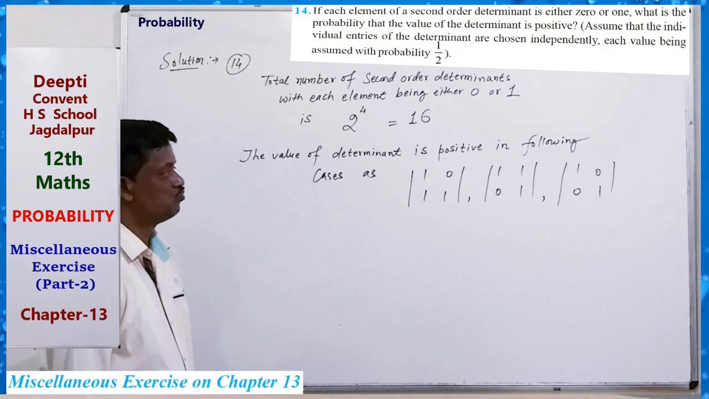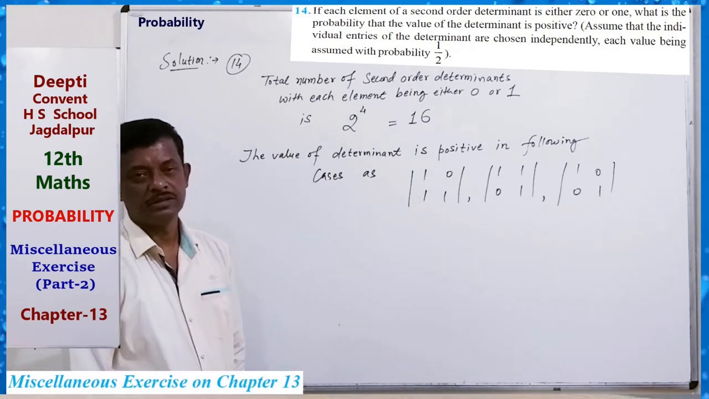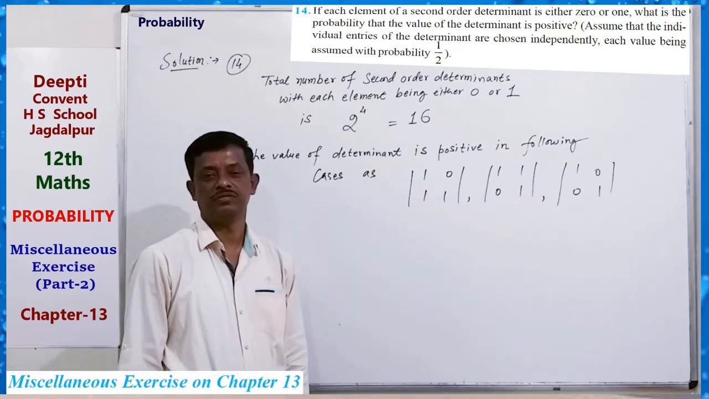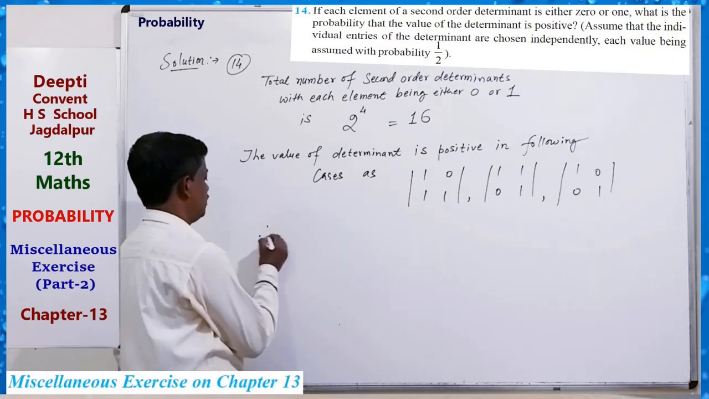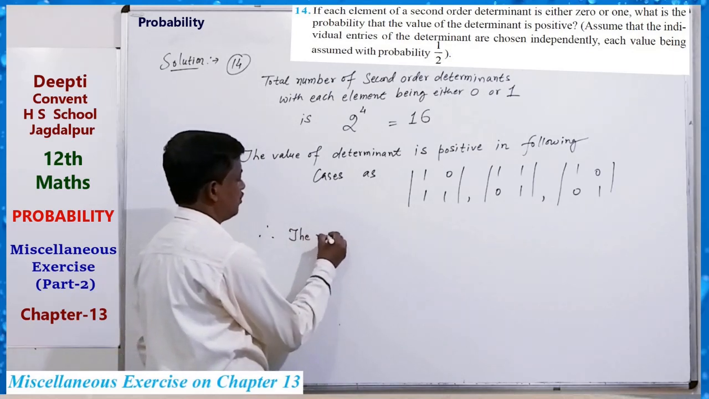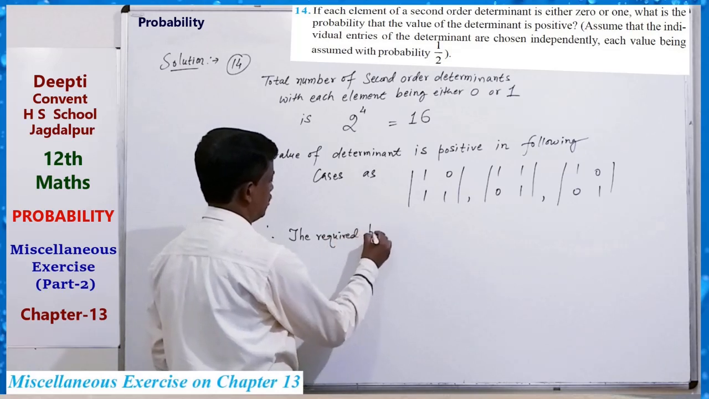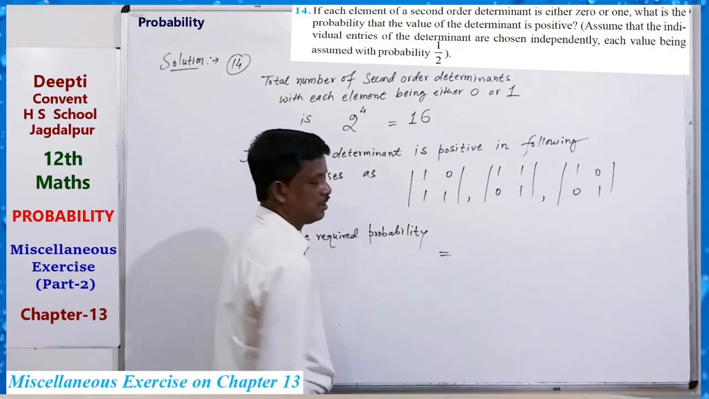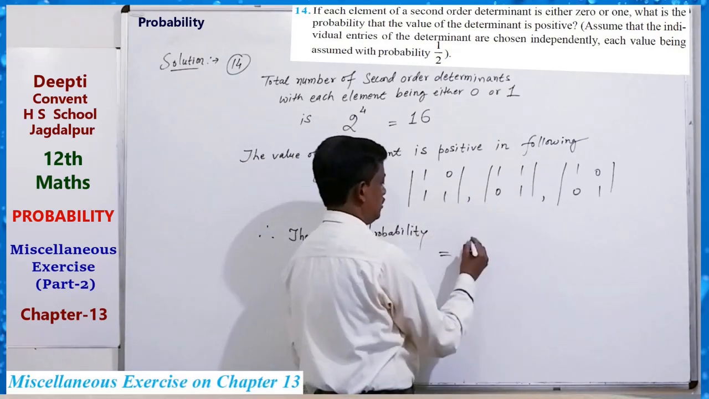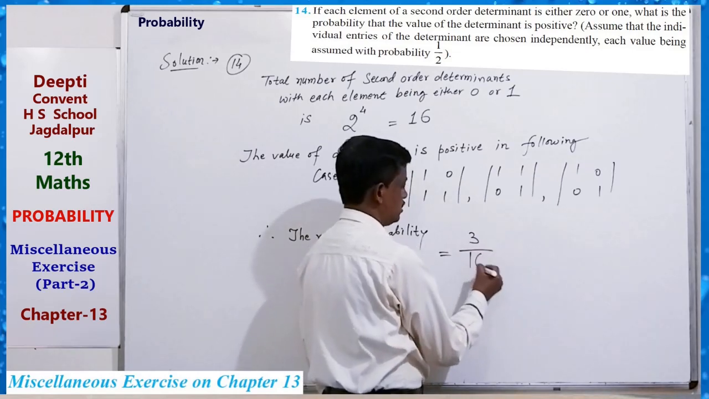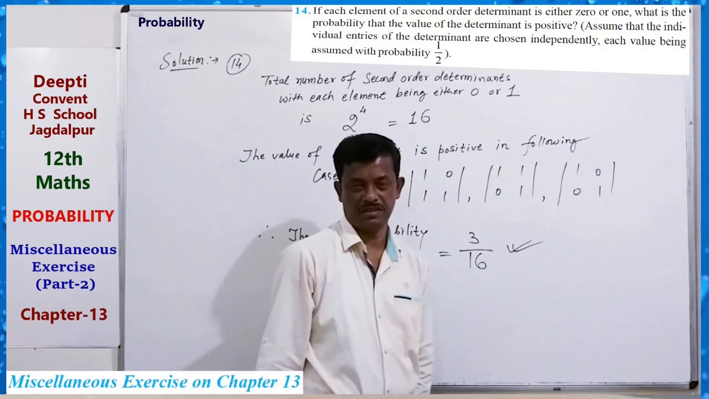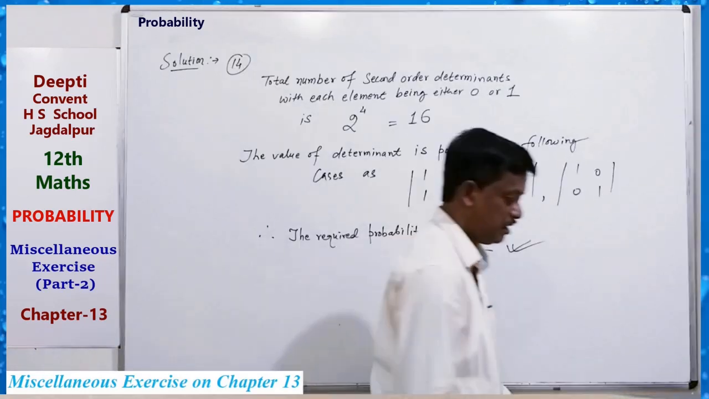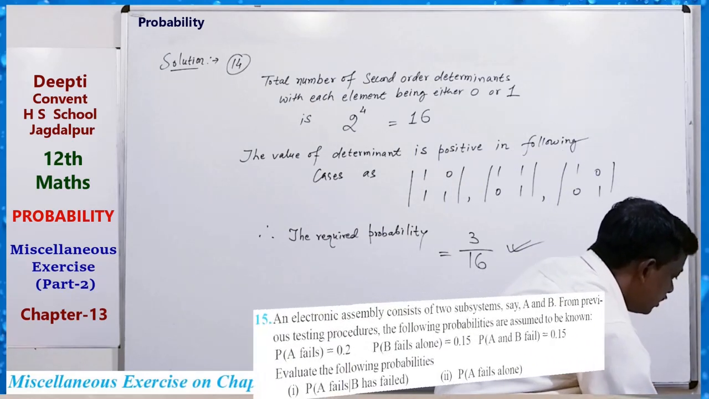So the total combinations may be 16. So these three determinants give a positive value. So the required probability is equal to favorable cases 3 over total cases 16. So the probability is 3 by 16. This is the answer. You have to decide how to find the probability of a particular question.